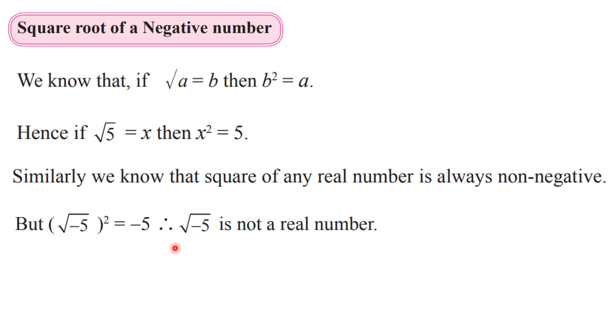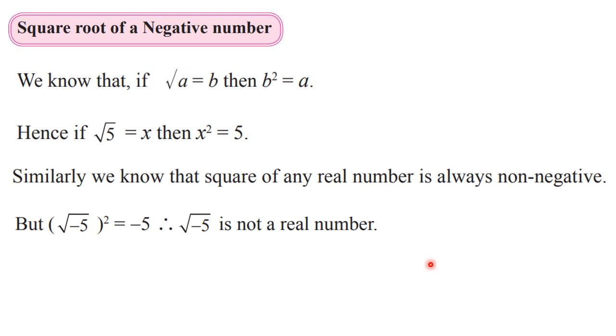So inside this root sign you cannot have a negative number. I am telling only about square root. Please take note: if you have a cube root, then you can have a negative number inside, because you know that the cube of a negative number is negative. So if 3 is written here as the order, then inside you may have a negative number. But for this specific symbol of square root, inside you cannot have a negative number. Why? Because the square of any real number is always non-negative. This we have studied so many times.